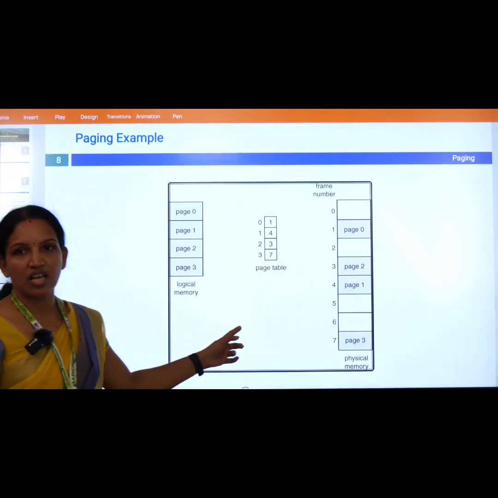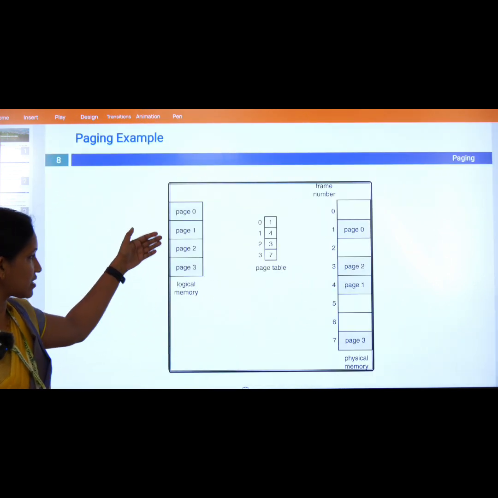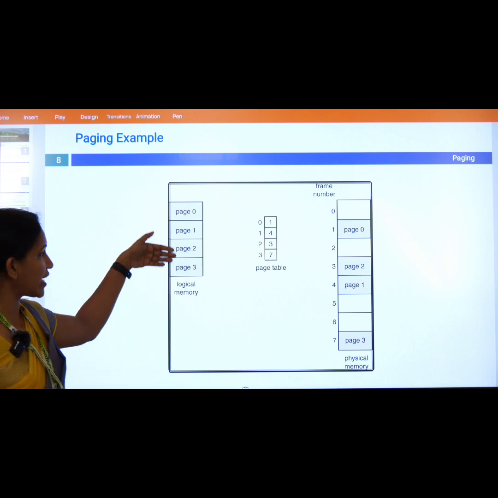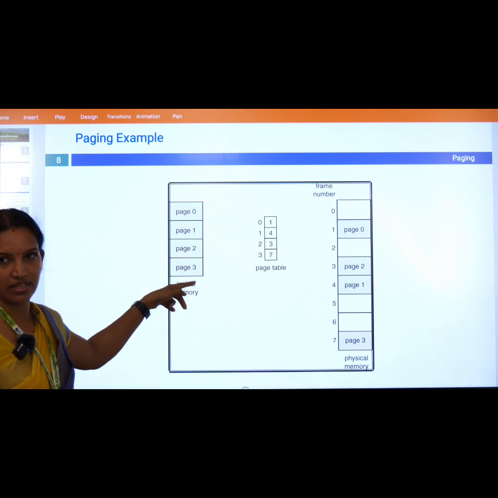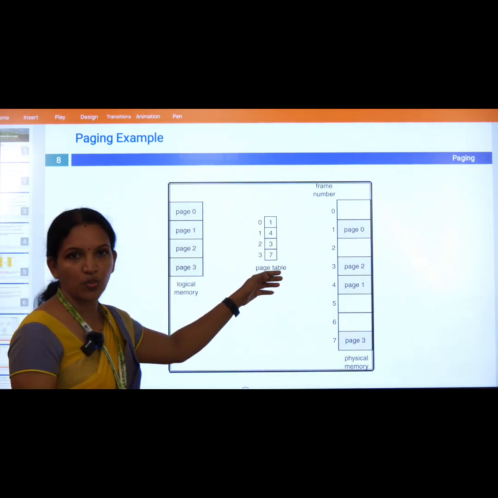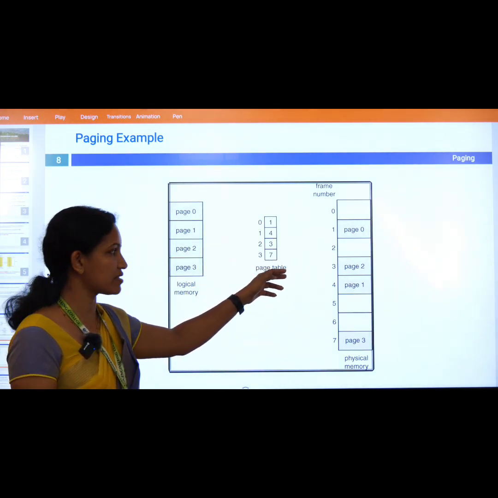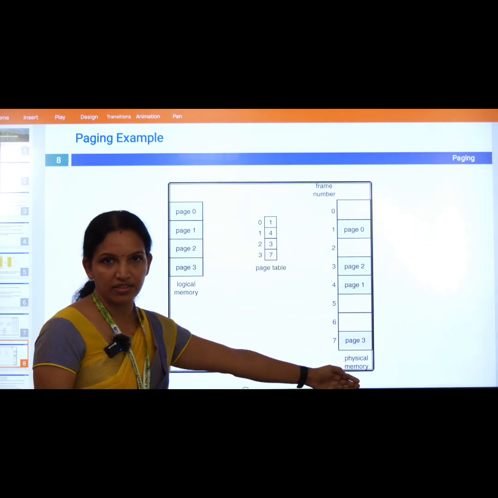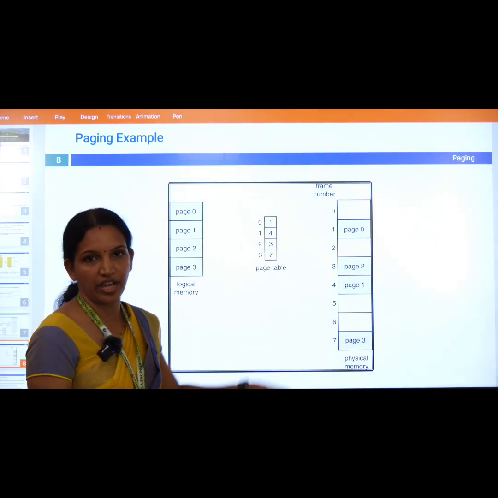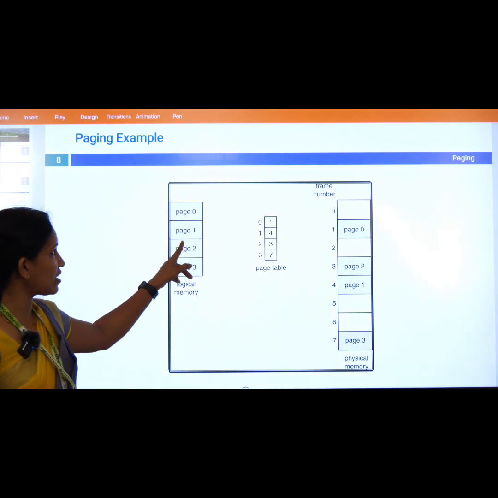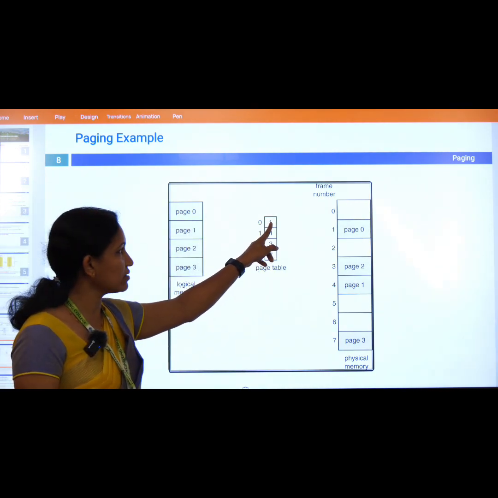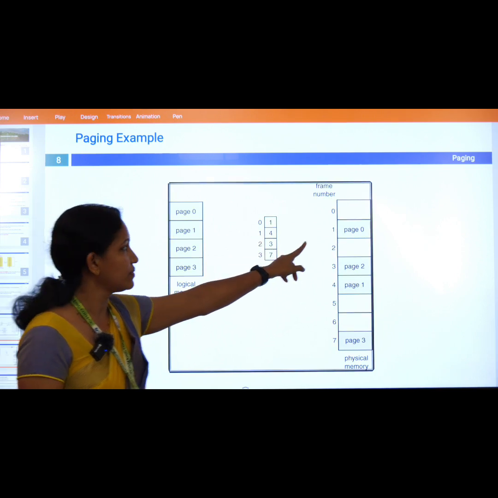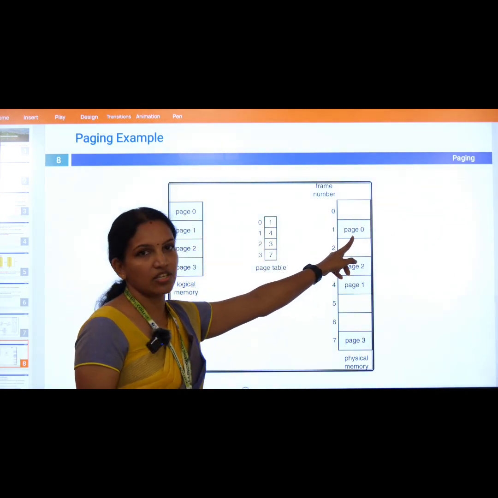Now let us see one example for this. Here this is the logical memory. It is divided into 4 pages numbered page 0, 1, 2 and 3. And this is the page table where the corresponding frame numbers are saved. This is the physical memory which is divided into fixed size frames. You can see here page number 0 is stored in frame number 1. In frame number 1, page 0 is stored.